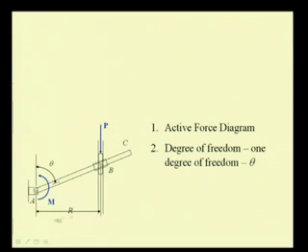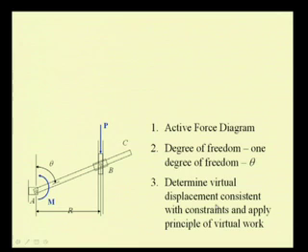is known, which is a fixed distance, that is, the point A and this slot are located at a distance of r, which is fixed. So, by uniquely defining the angle theta, it is possible to find the position of this point B and thus it is a single degree of freedom system. Now, we will define the virtual displacement consistent with the constraints and then apply the principle of virtual work.